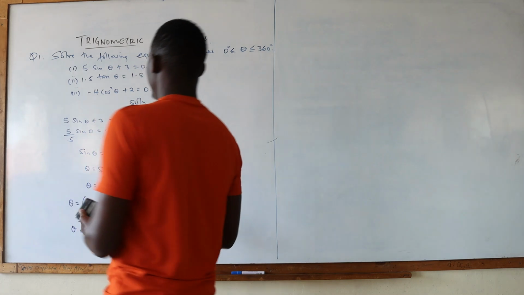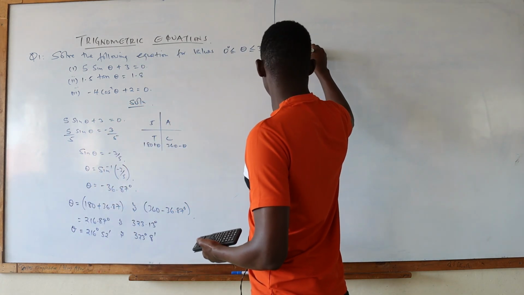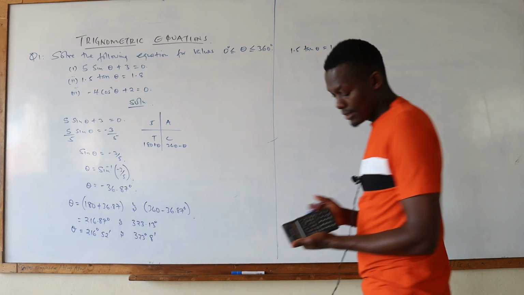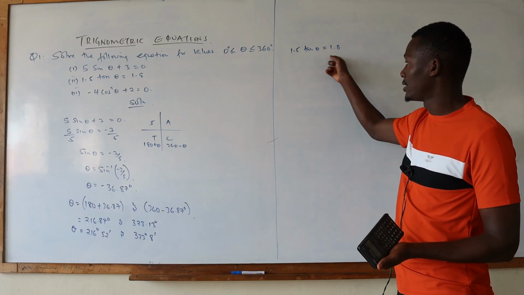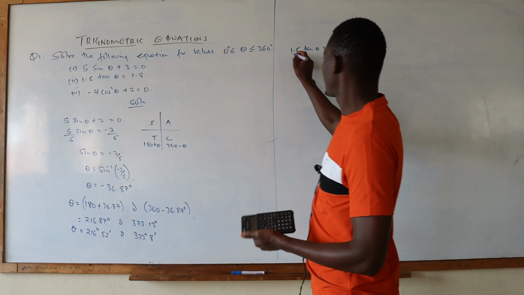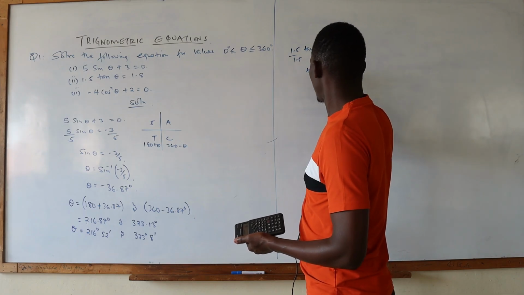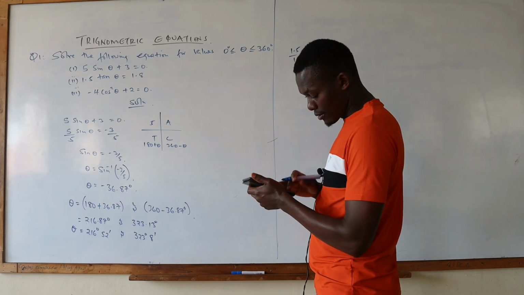Let's check the second. 1.5 tan theta equals 1.8. Now, in this case, the constant has already been taken to the other side. So you just divide by 1.5, divide by 1.5. So therefore, tan of theta equals 1.8 divided by 1.5.